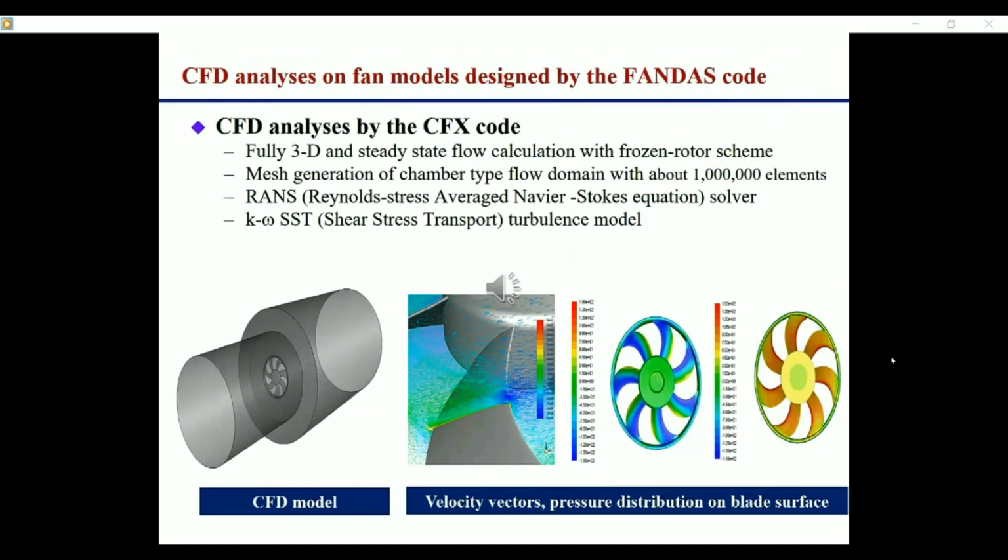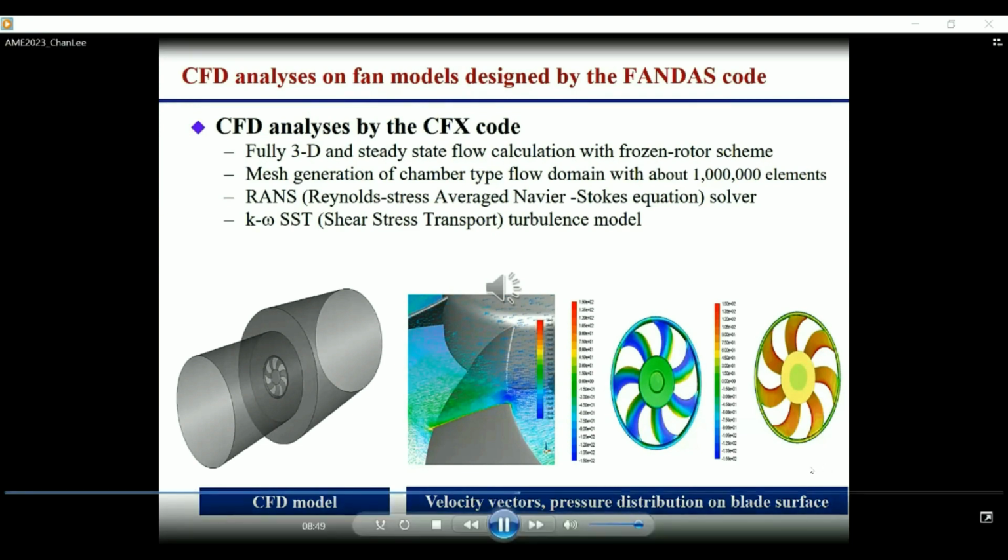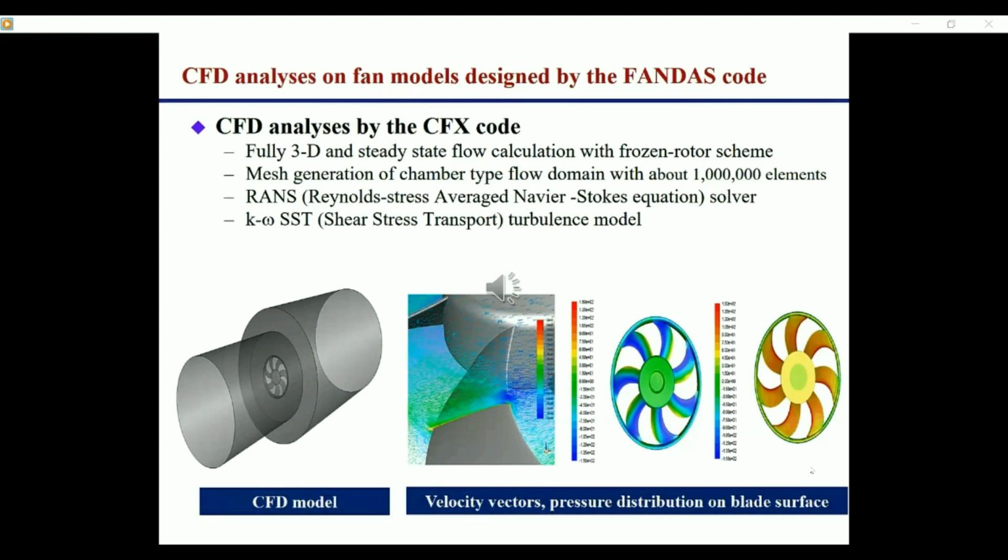We made a CFD model to verify the Fandas code predictions. We used the fully 3D and steady-state flow calculation method with the frozen rotor scheme, and generated a mesh system of a chamber-type flow domain with about 1 million elements. We used the k-omega SST turbulence model. You can see streamline and pressure distribution of fan blades, which are analyzed by the CFD method.